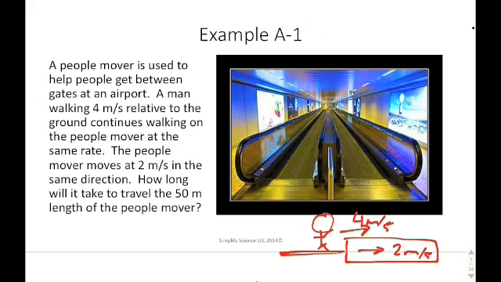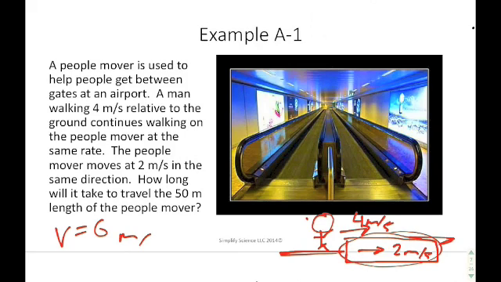Now, a lot of people will look at this and they'll say, oh, they're in the same direction, so I subtract. And that's not the case. And the reason why it's not is you're not trying to gain on the people mover. You're not trying to see how your velocity is in relation to this. Instead, this right here is going to help you move in the direction. So you've got to think about this. Is this going to make me go faster? Or is it going to make me go slower? And when you think about it, the overall velocity that you're going to get is 6 meters per second.